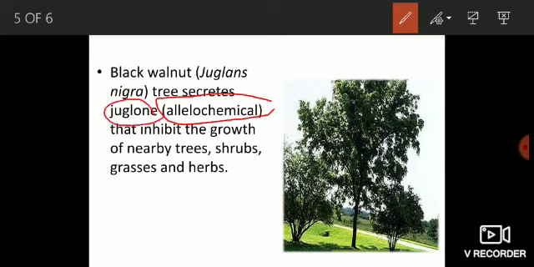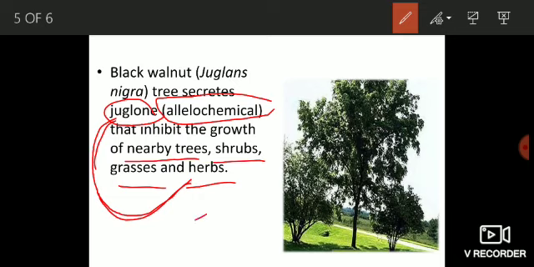juglone. Remember, son, black walnut, which we call akhrot in Kashmiri, it produces a chemical substance and this chemical substance is known as juglone. This juglone inhibits the growth of nearby trees, shrubs, grasses and herbs. Okay. This is the example of Ammensalism, because this Juglans tree produces this chemical, and this chemical inhibits the growth of nearby trees, shrubs, grasses and herbs. You can see that under the walnut tree there are no grasses. It is because of this allelopathy. Okay son, it is because of allelopathy. And in this interaction, the grasses, herbs and nearby trees are negatively affected, but the Juglans tree gets nothing. Okay.